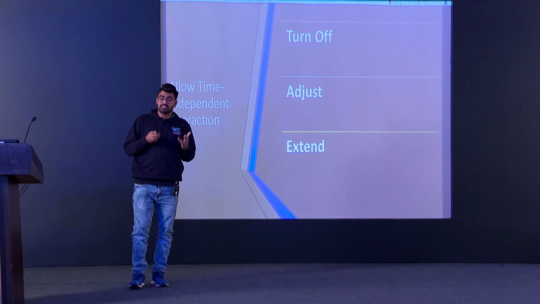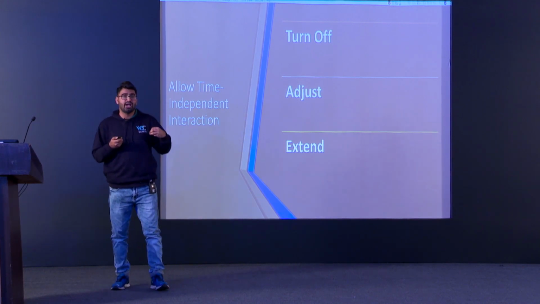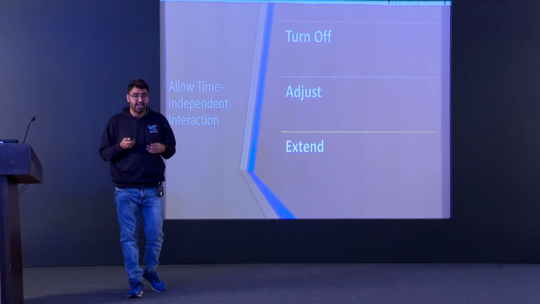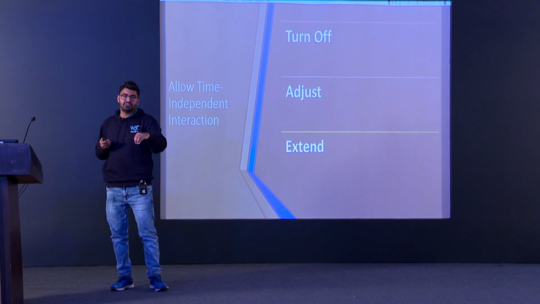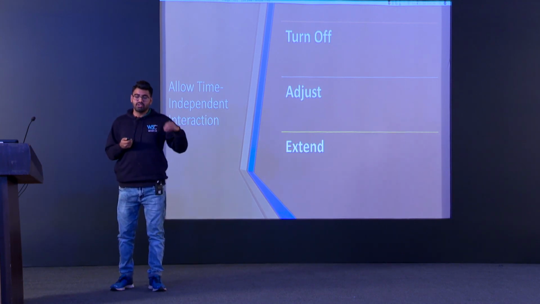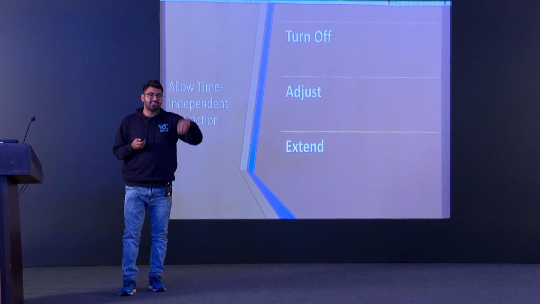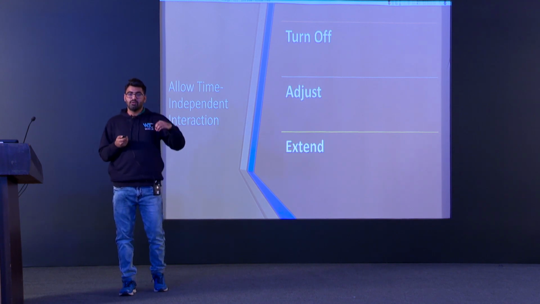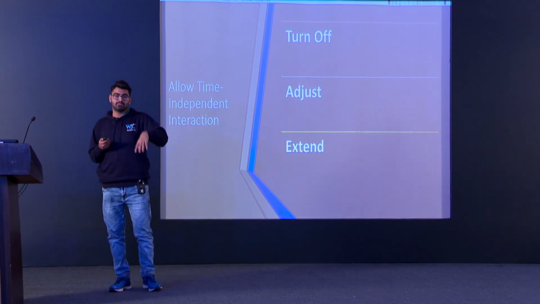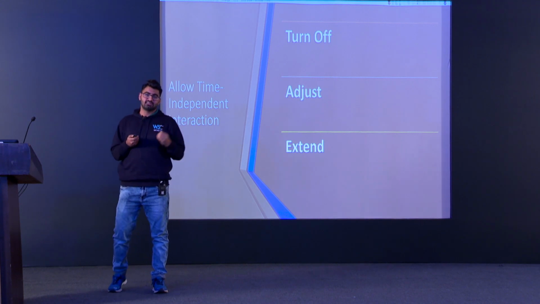So the guidelines suggest to have 3 options every time: turn off, adjust, and extend. So whenever you reach the end point saying like 6 seconds remaining, just give your users an option, press space to increase the time. And whenever your user presses space, you should increase the timer as per their choice. That is called allow time independent interaction.